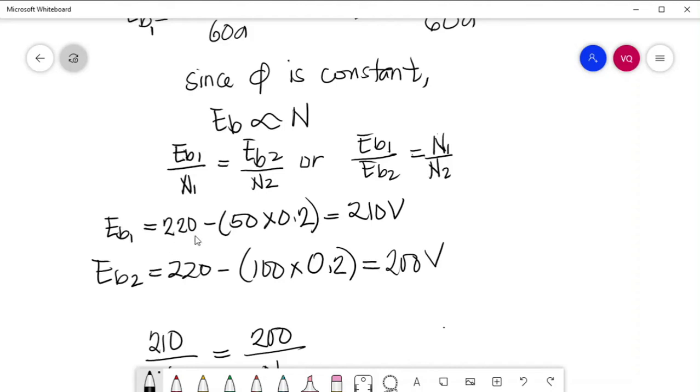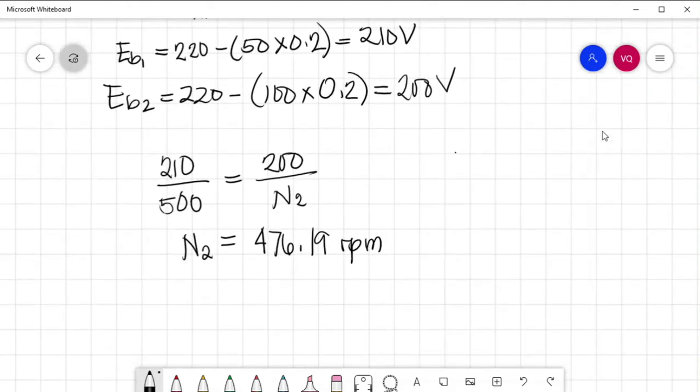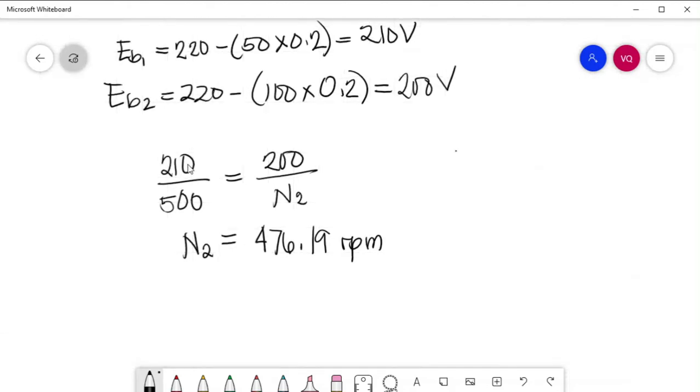Eb1 is equal to 220 minus our initial armature current, 50 times 0.2, equal to 210 volts. So after the torque was doubled, our Eb2 now will be equal to 220 minus 100 times 0.2. That is 200 volts. So equating now our Eb1 over Eb2, or Eb1 over the speed N1 is equal to Eb2 over the speed N2. Solving for N2 equal to 476.19 RPM.